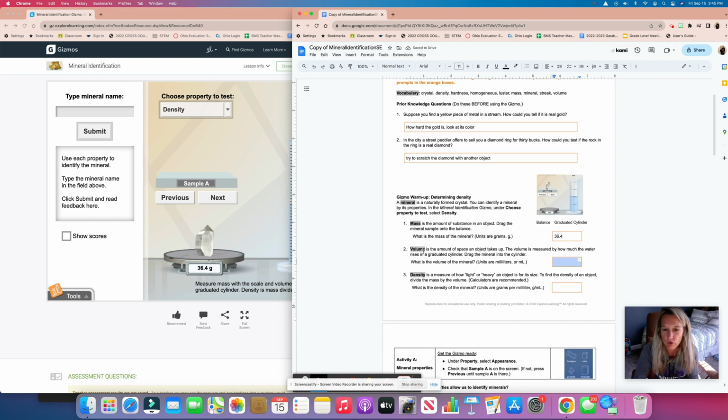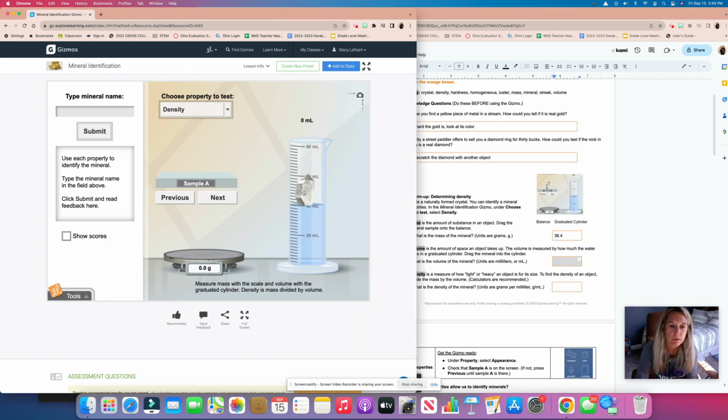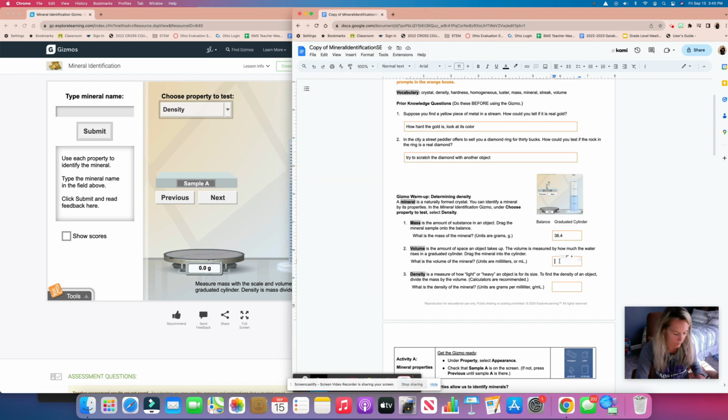It says volume is the amount of space an object takes up. The volume is measured by how much the water rises in the graduated cylinder. Drag the mineral into the cylinder. So we're going to take the mineral and put it inside the cylinder. It gives us the volume right here. So it has a volume of 14 milliliters.